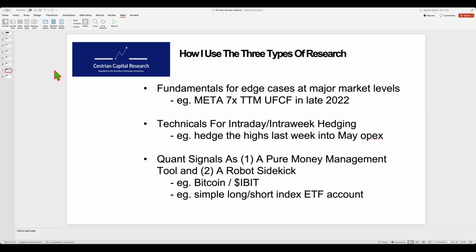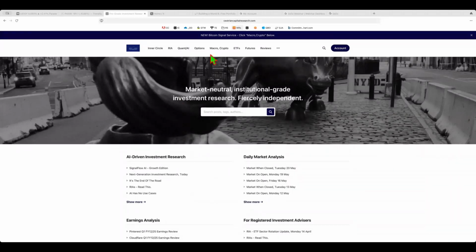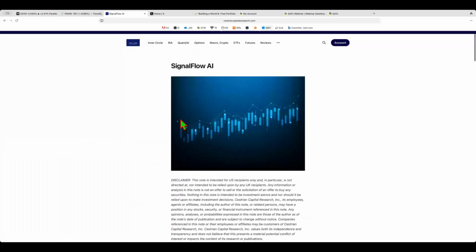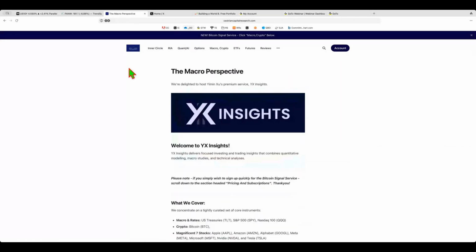So in our work, and if you go to our website, sestriancapitalresearch.com, I'll show you what it looks like. It looks like this. If you go to our site, there's a tab, Quant AI. And we have a family of services called Signal Flow, which you can read about. And if you look at macro and crypto, we have a Bitcoin signal service, which you can buy standalone or as part of a macro service that we offer.